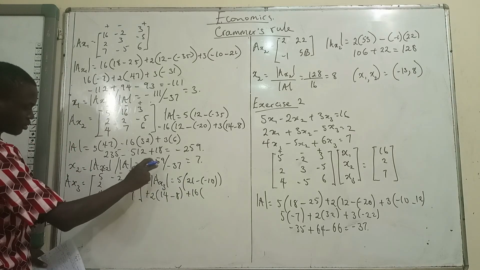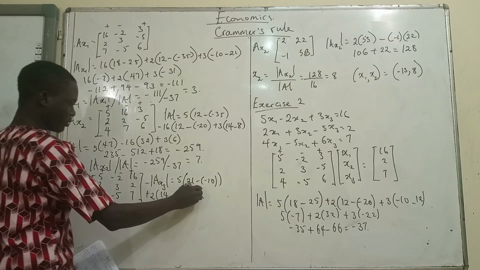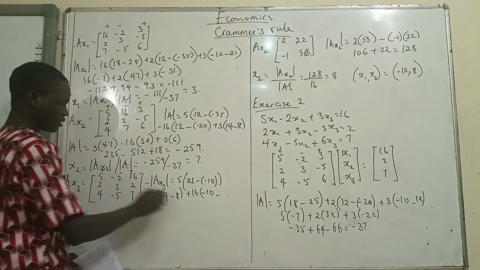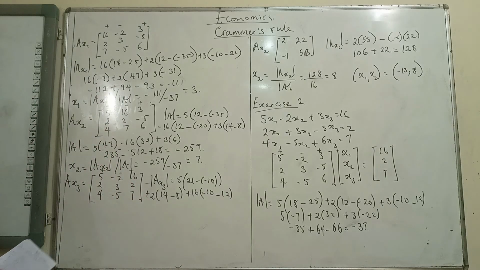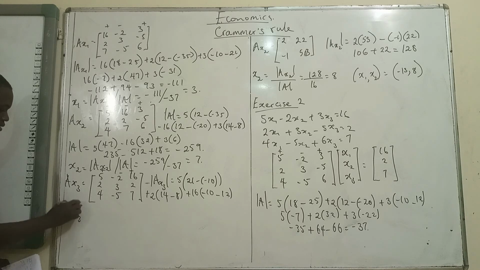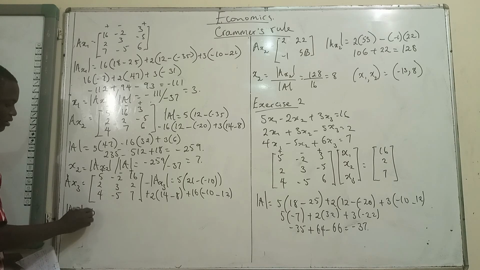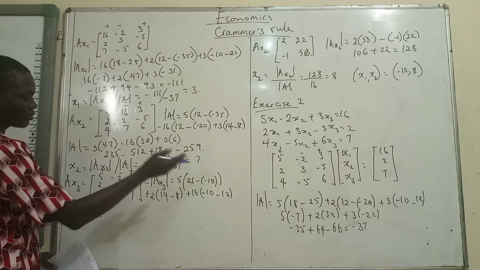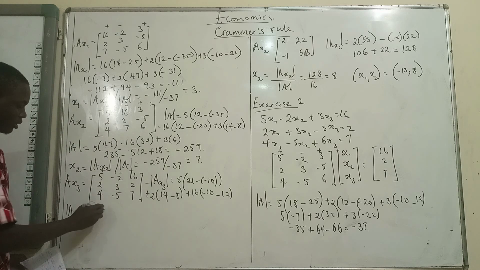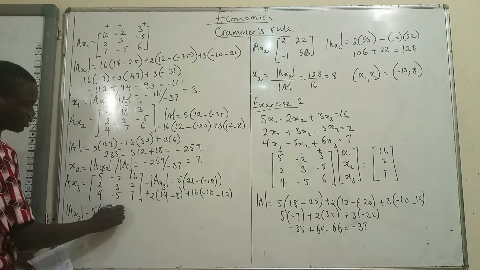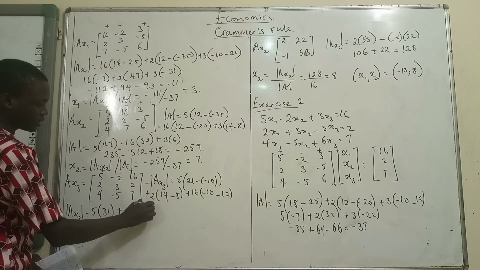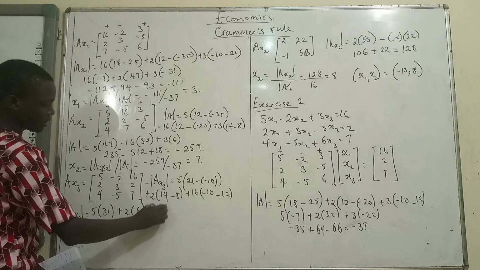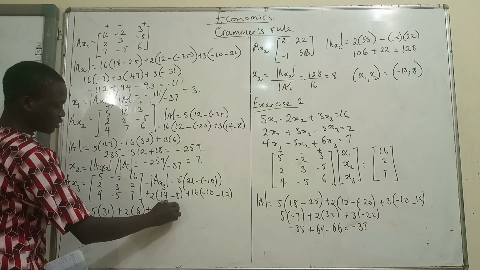This column takes away this row. So we have 2 times minus 5 minus 10, minus 4 times 3 is 12. Okay, so we proceed here. The determinant of AX3 is going to be 5 into bracket, 21 minus minus 10 is 31, 31, plus 2 into bracket, 14 minus 8 is 6, plus 16 into bracket minus 22.